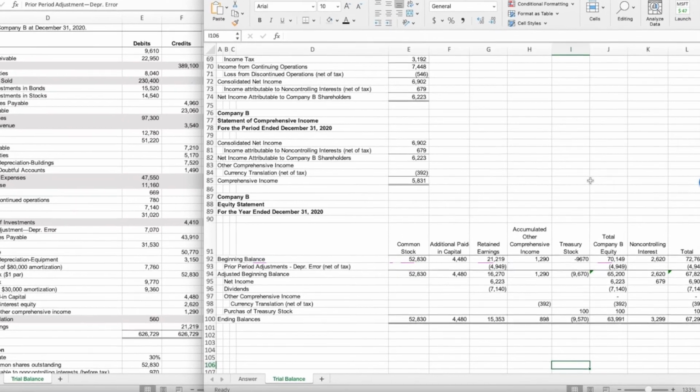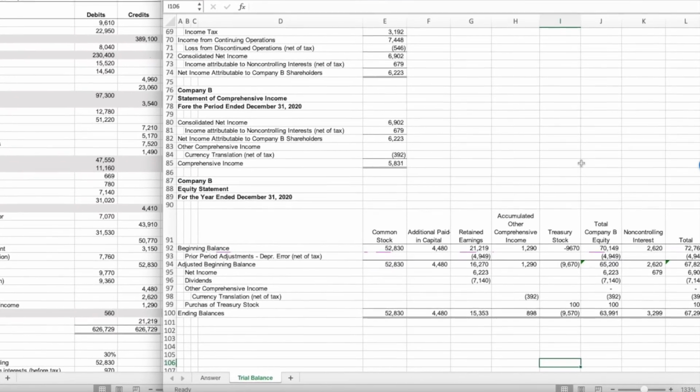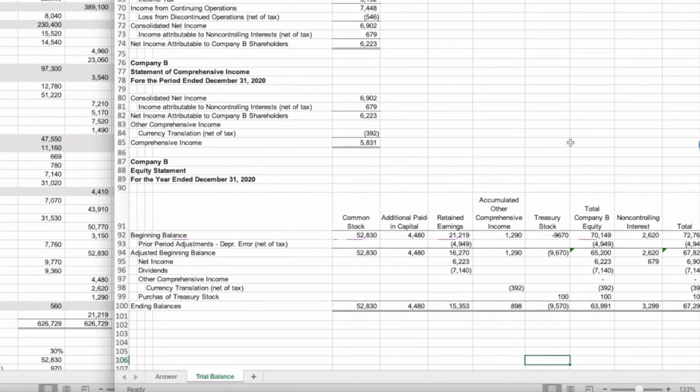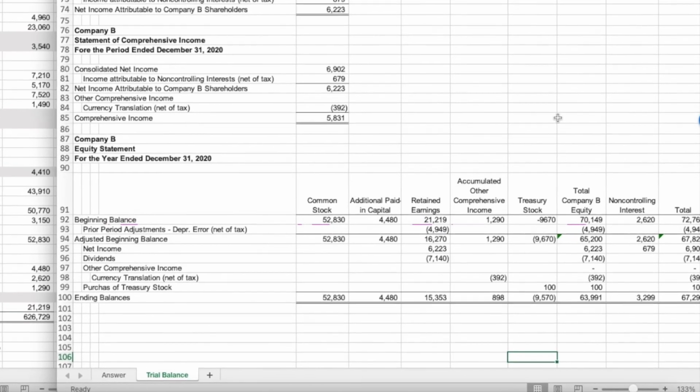Now that we have our income statement, our comprehensive income statement, and our equity statement, we can move on and complete our balance sheet in the next video.